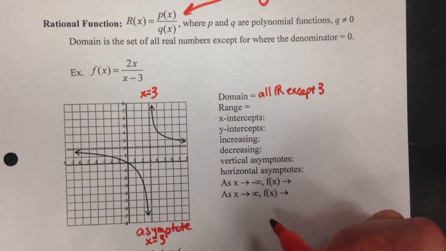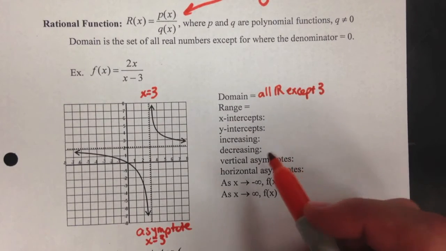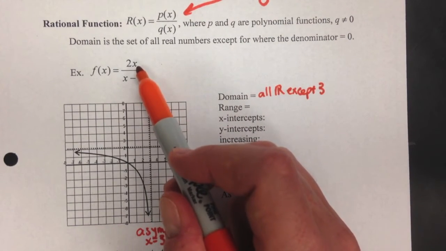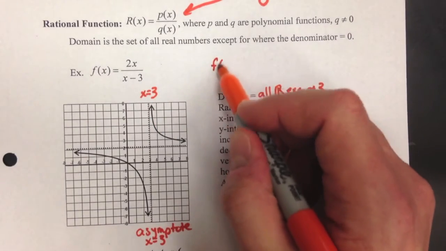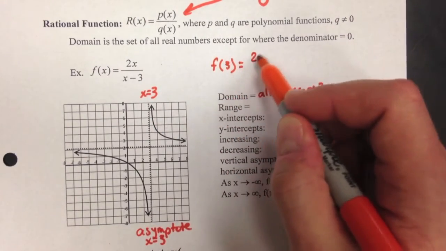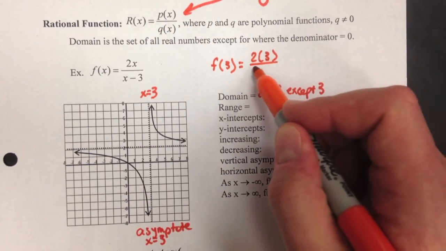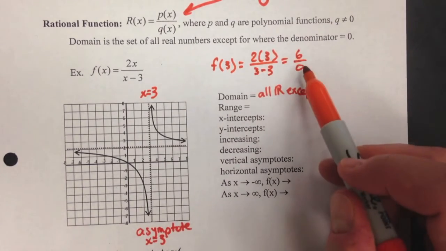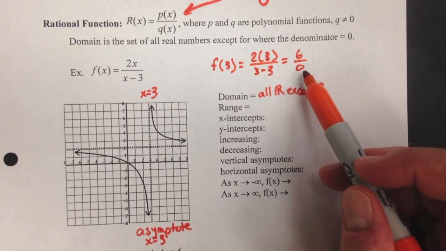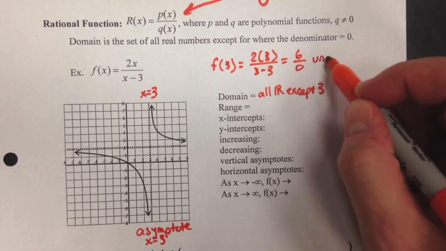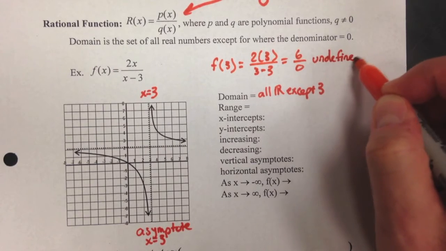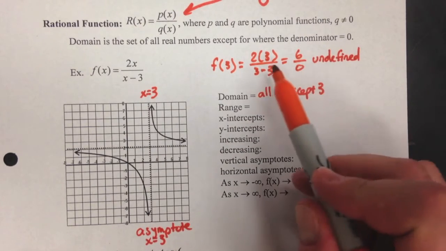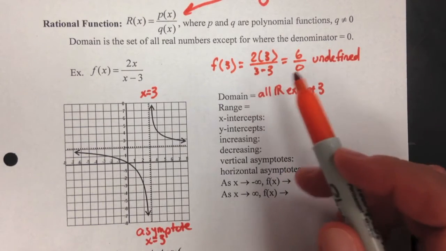Now, what makes 3 so special? Well, if I take 3 and I substitute it for x into the function, if I do f of 3, I get 2 times 3 in the top, 3 minus 3 in the bottom, which is 6 over 0, but you can't divide by 0. That is an undefined situation. So what that tells you is that the function does not exist when x is equal to positive 3.